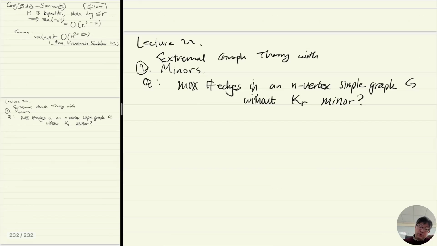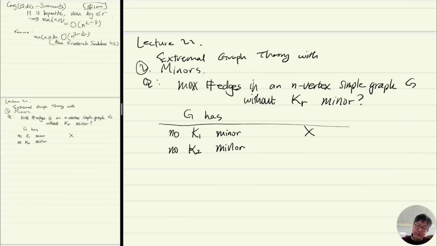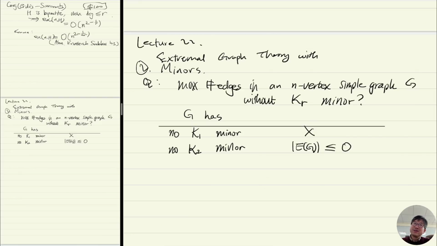Right. So we can start from easy case, right? So no K1 minor. Okay, nothing. As soon as you have a vertex, you will have K1 minor. No K2 minor. So G has no K1 minor, then you have no bound at all. If you have no K2 minor, the number of edges is at most 0. Trivial.